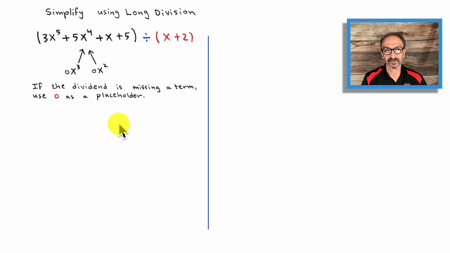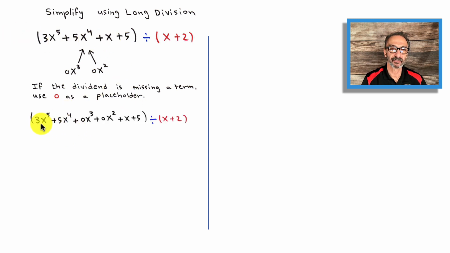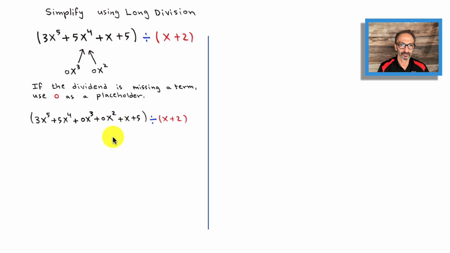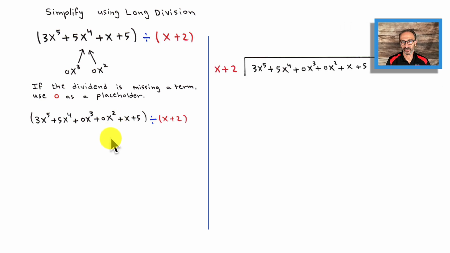If the dividend is missing a term, we use a 0 as a placeholder. So this right here will be written as the following. Notice that I added 0x cubed plus 0x to the second. Now, in long division, we use this so I have a placeholder for every single term. It's a longer problem, but it has two things in it compared to example number 1.